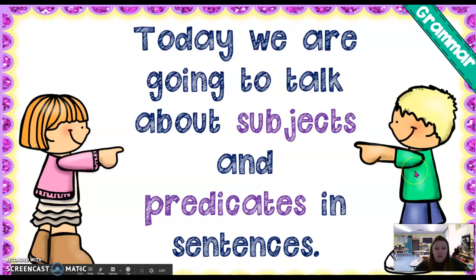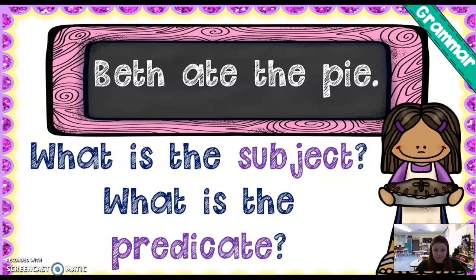All right. We are also going to go back and review subjects and predicates in sentences. Now remember, subjects are who or what the sentence is about. And a predicate is what's going on in the sentence. What is the subject doing?